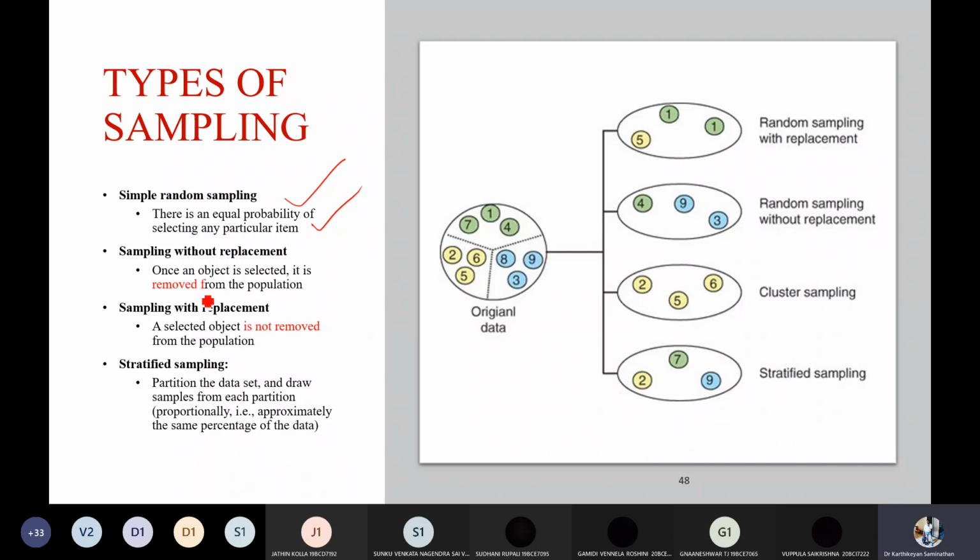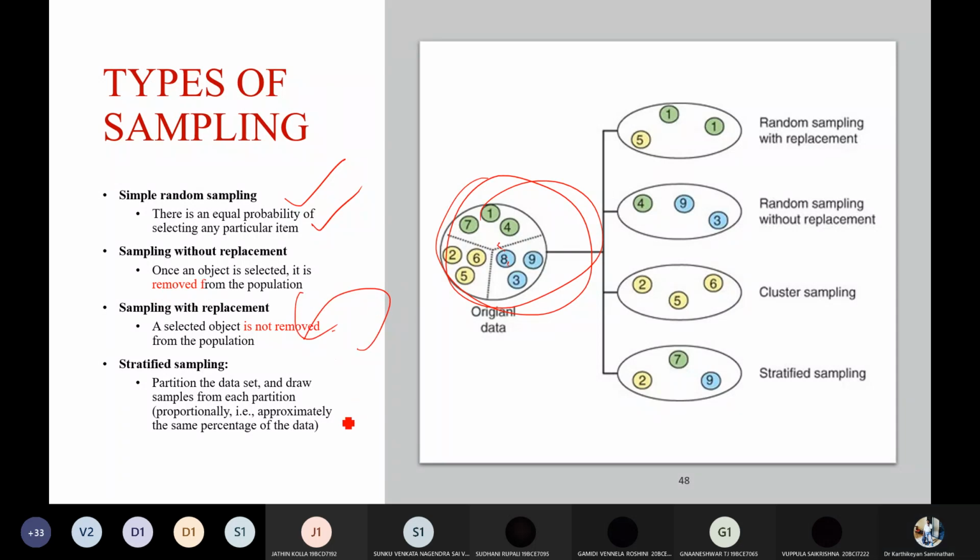Sampling without replacement means once an object is selected, it is removed from the population. For example, from this population you are taking for sampling, then that item will be removed from this original data set. When you remove it, we say without replacement. If it is not removed, then we say with replacement. The selected object is not removed from the population, so it is with replacement.